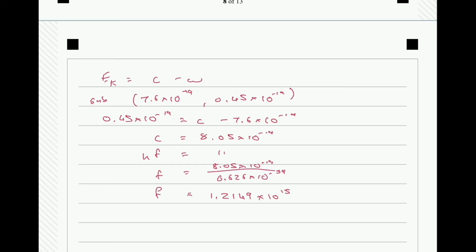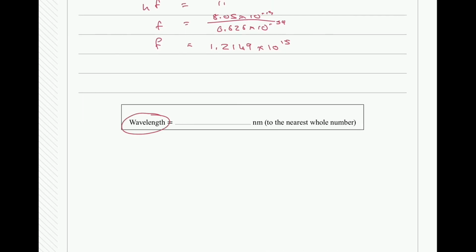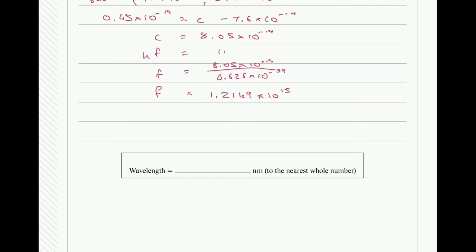Now this is in our solution. Remember, we want wavelength as our answer. So what is frequency, or our wavelength formulas? We think frequency is equal to the speed of light over the wavelength. So therefore wavelength is going to be equal to speed of light divided by our frequency. Other way around, sorry. Our speed of light is 3 times 10 to the 8. And our frequency, as we've already denoted up here, is 1.2149 times 10 to the 15.